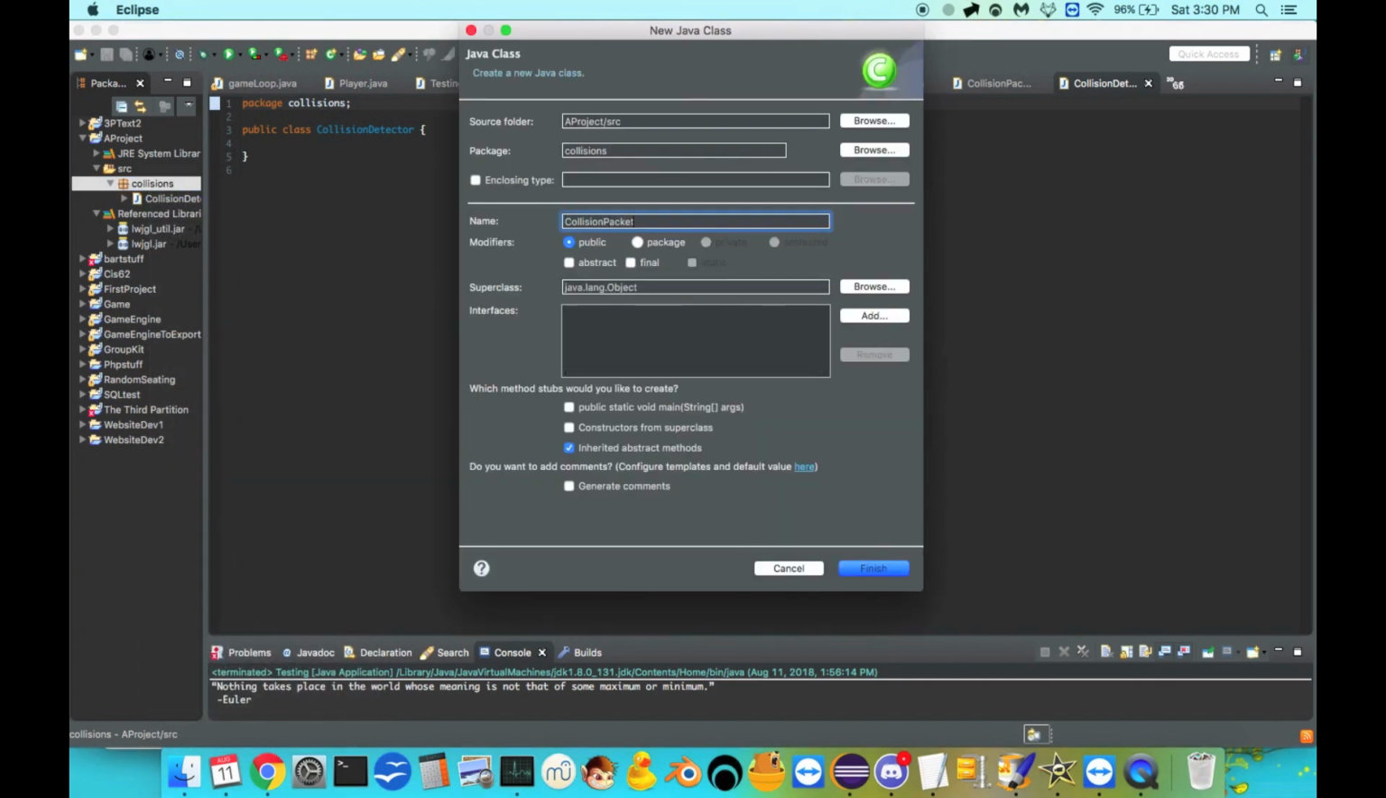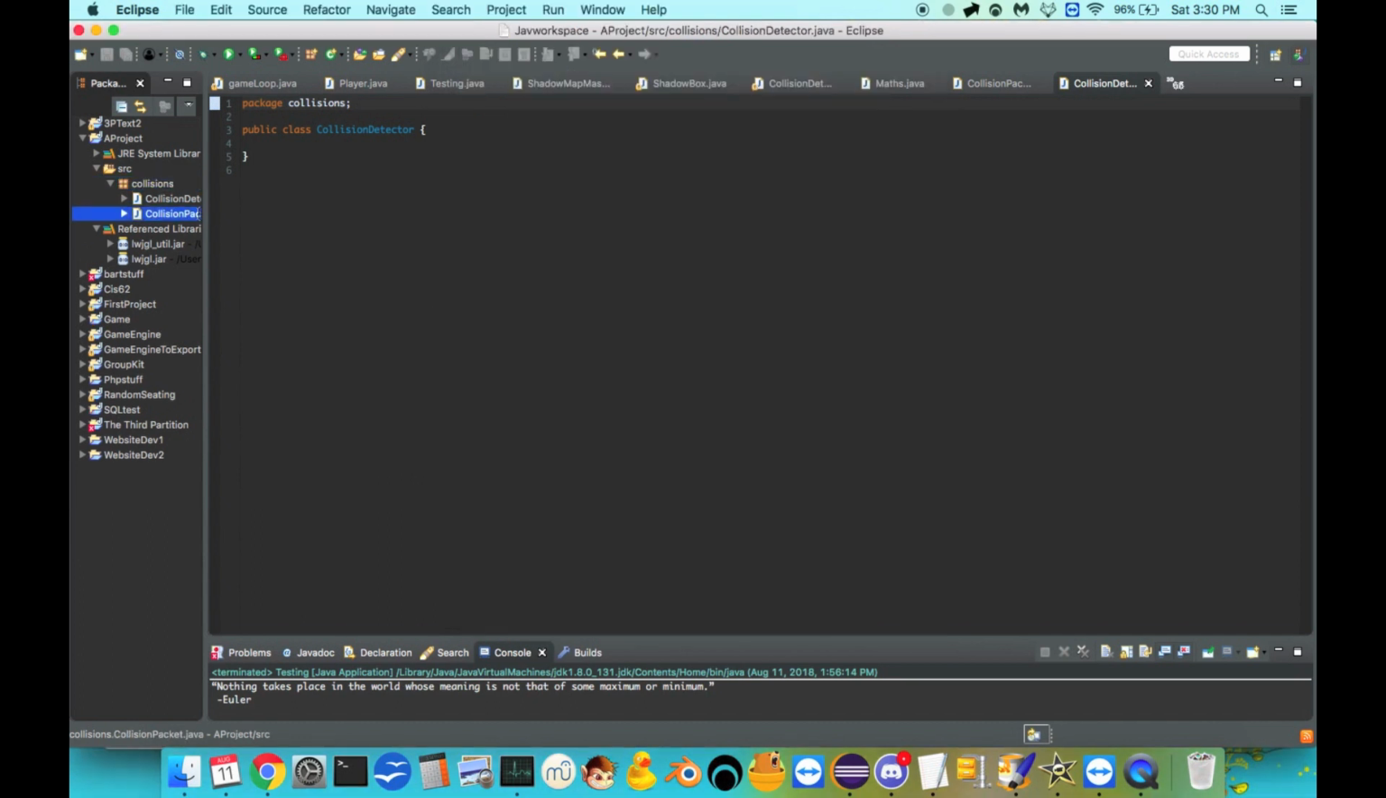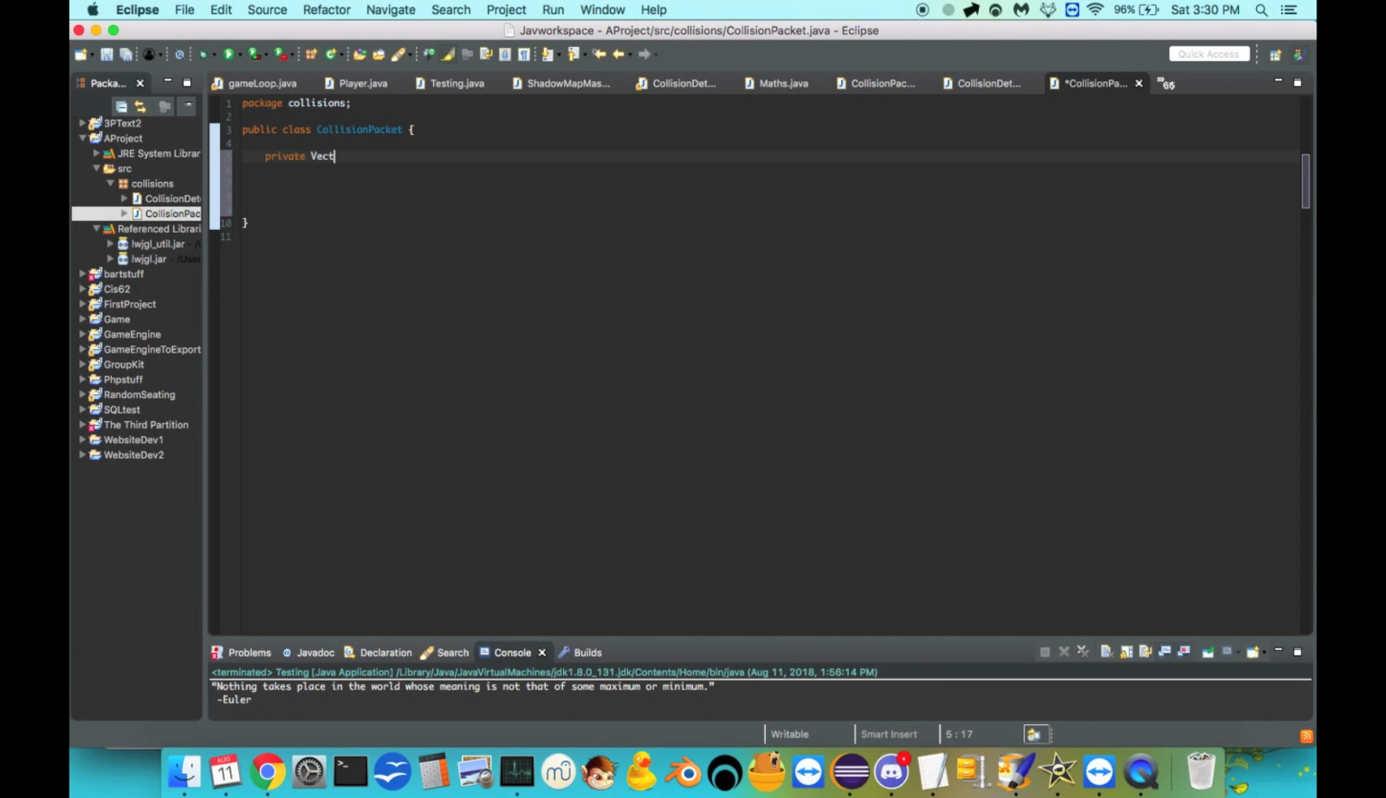Now, the collision packet will just be an object that we can store collision values within. So we're going to need a vector that contains 3 floats, and we'll call it the collision position. We'll have a float for the collision distance, and we'll also have an integer for the type of collision, so we know if it's between a vertex or an edge or against the surface of the triangle.